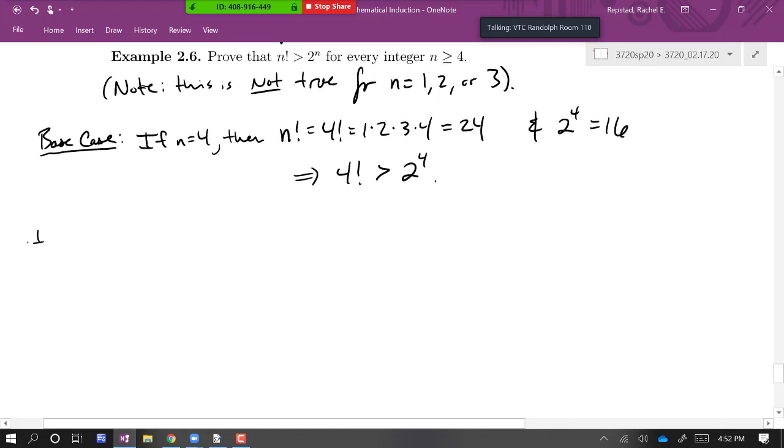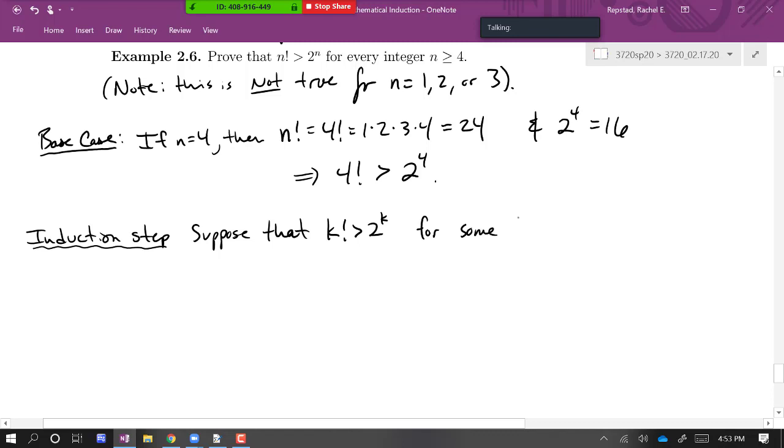So for the induction step, let's suppose that for some k greater than or equal to 4, this inequality holds, that k factorial is bigger than 2 to the k. What is it that we want to show?